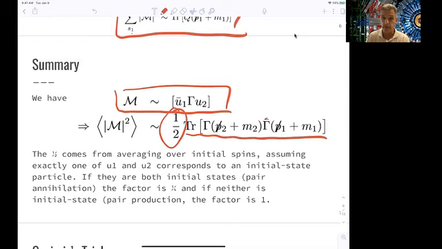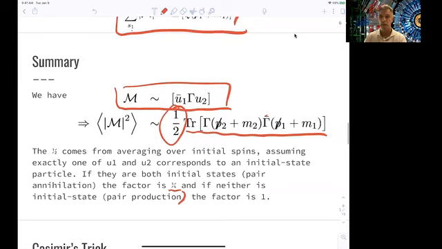If both initial particles are the same, like in pair annihilation, then the factor is 1/4. And if neither is in the initial state, then the factor is 1/1, which you would have for pair production.